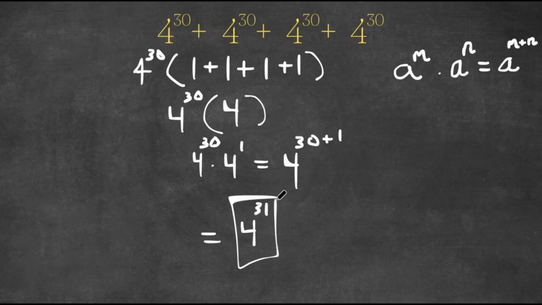Now, another way of doing this, and actually a simpler way, is instead of factoring out 4 to the power of 30, we just have 4 to the power of 30 4 times. So this is just simply 4 to the power of 30 times 4, because it's just 4 times. And this will automatically bring you here, and then you just multiply these two. So that's a simpler way of doing it.